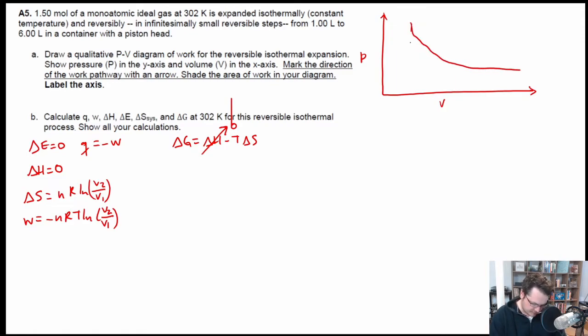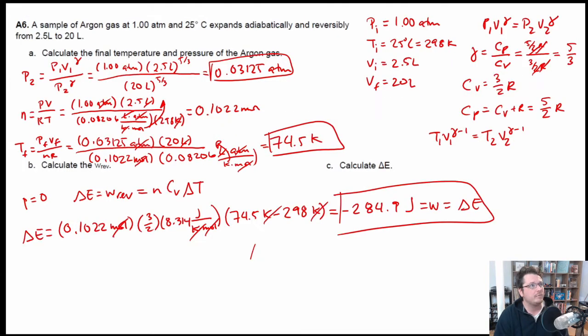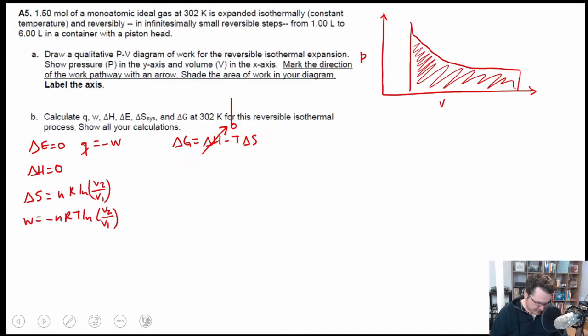And then in terms of the work, that's just going to simply be all of that right there. That's going to be happening, because you're just simply integrating, going from one point to the other.